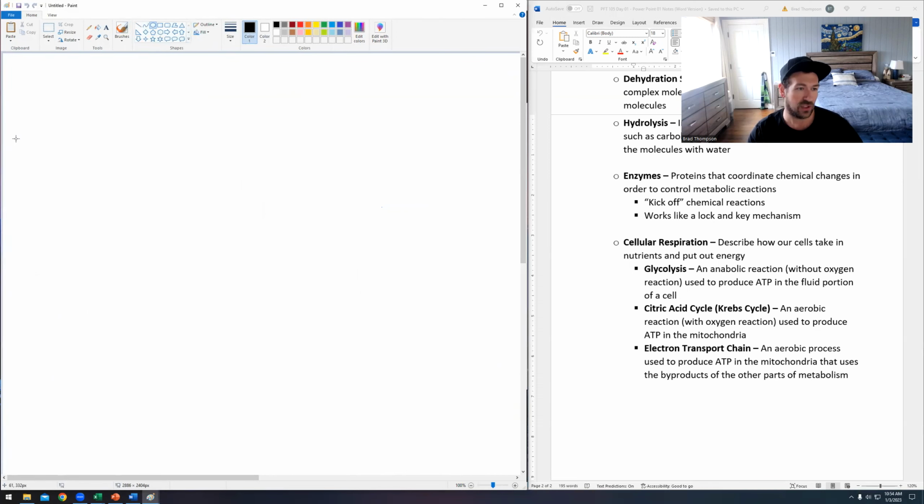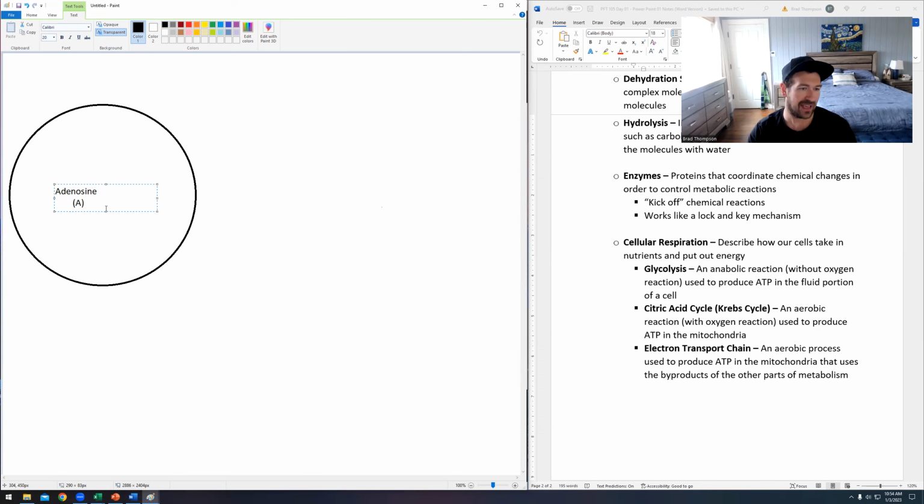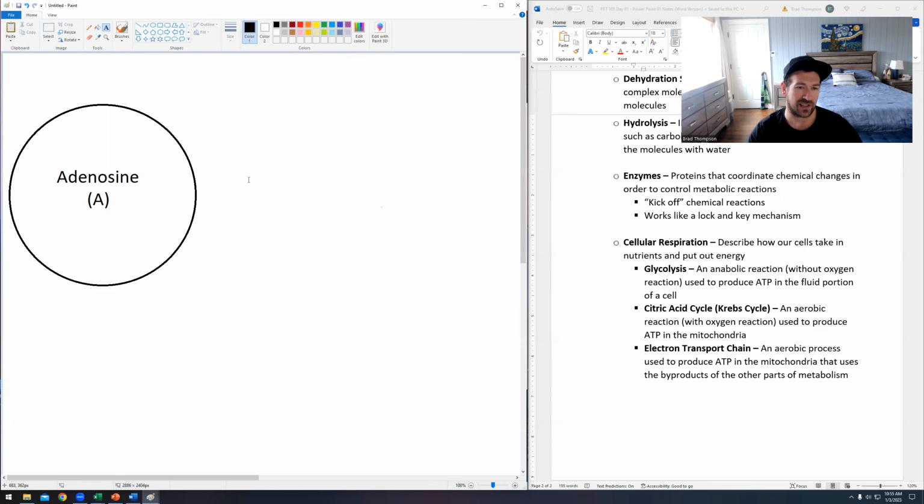So you'll have a big molecule of what we call adenosine here. Right? That's the A in ATP that I keep referring to. And that's this right here. Let's make that one bigger. So there's our adenosine. And then you're going to see 3 phosphates, right?